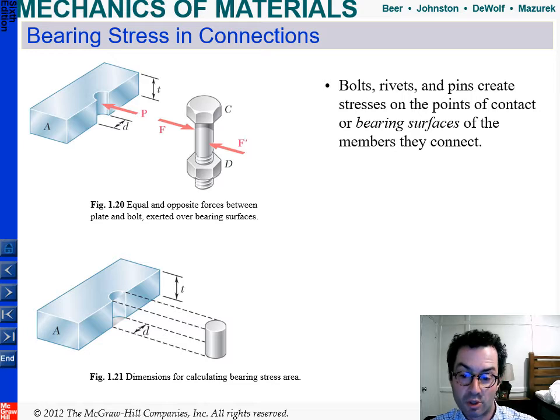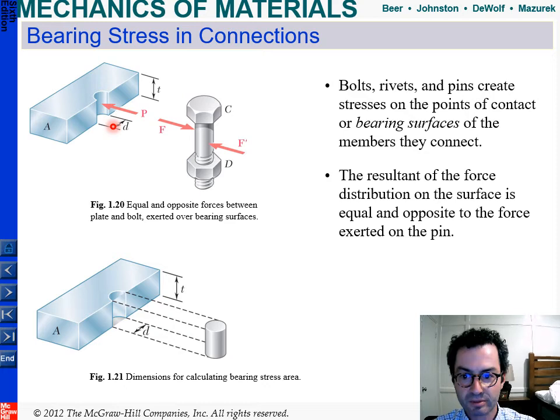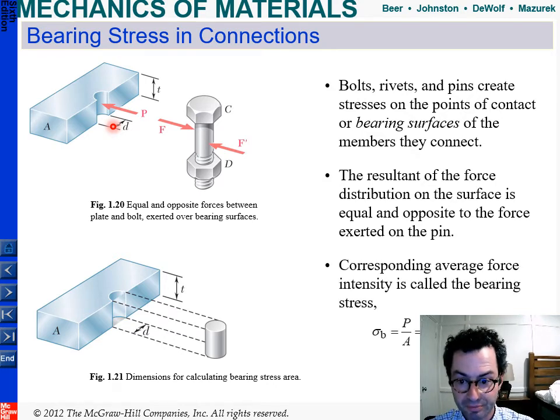And another sort of shearing stress we're going to worry about too is your bearing stress. So that's when you've got a bolt sitting in a socket like this, with a diameter D, and the resulting force on the surface is equal and opposite to the force exerted on the pin.